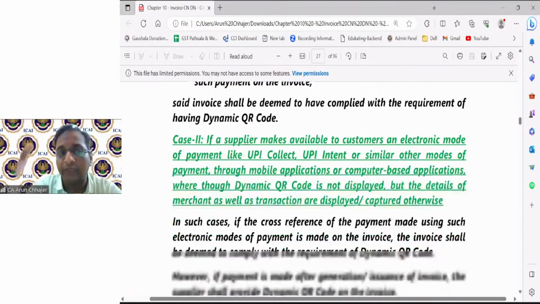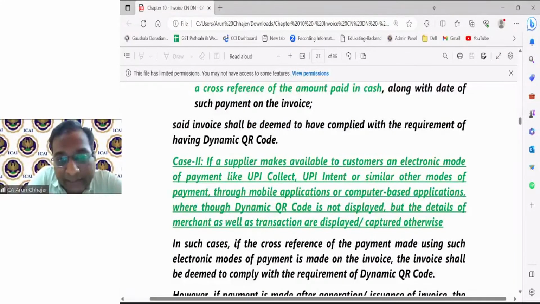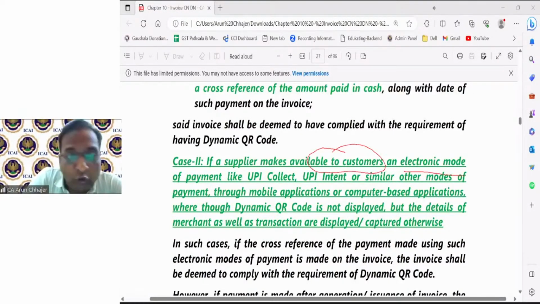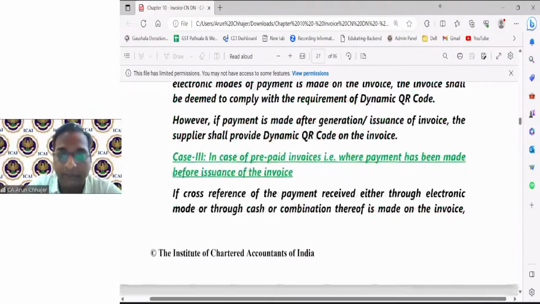A little bit of theory, but it is important. Now the second situation: if the supplier makes available to the customer an electronic mode of payment, like UPI collect, UPI intent, or a similar mode of payment through a mobile application or computer-based application where a dynamic QR code is not displayed, but the details of the merchant as well as the transaction are displayed or captured otherwise. In such a case, if the cross-reference of the payment made using such electronic mode is made on the invoice, the requirement is done, compliant.